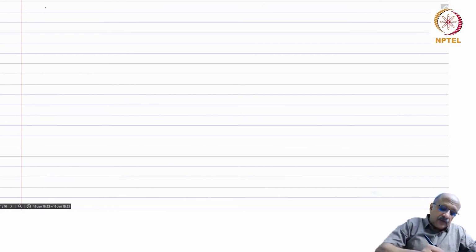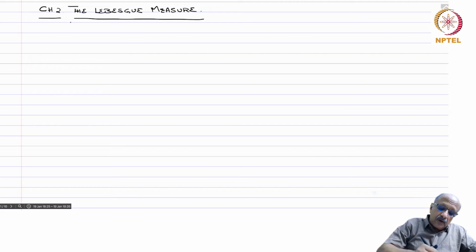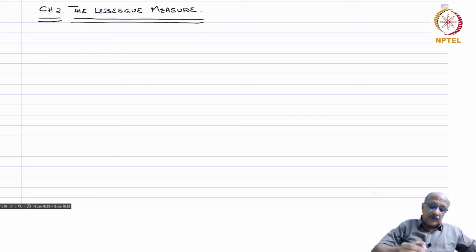Okay, so we'll now start a new chapter, chapter 2, the Lebesgue measure. This is the most important measure which we will study in this course, and therefore we will do it in a little detail. Okay, so we remember the Cartesian thing.